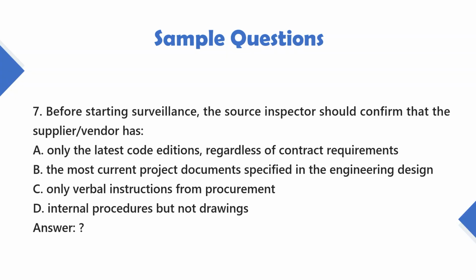7. Before starting surveillance, the source inspector should confirm that the supplier, vendor has: A. Only the latest code additions, regardless of contract requirements. B. The most current project documents specified in the engineering design. C. Only verbal instructions from procurement. D. Internal procedures but not drawings.